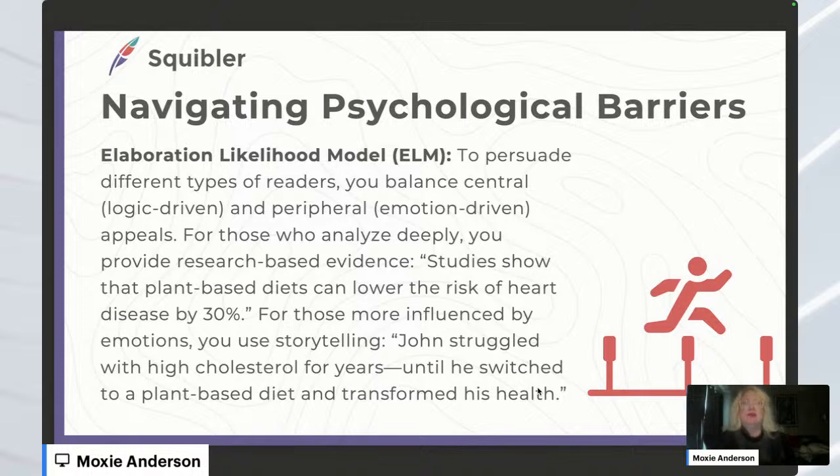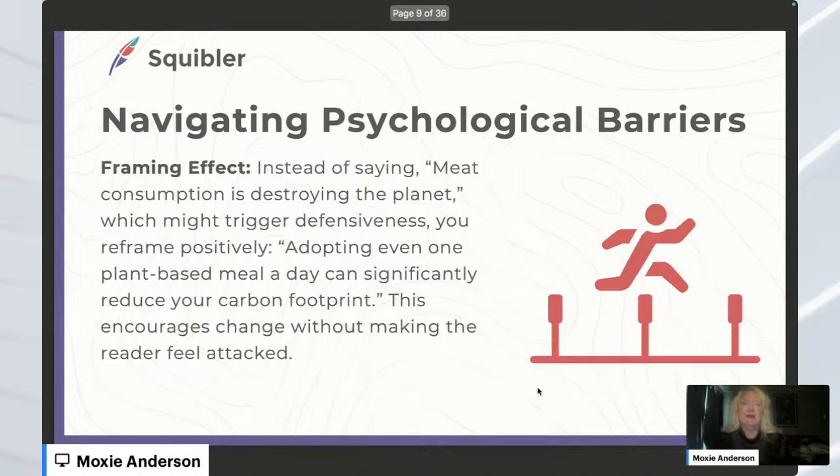Another way that you can navigate one of the psychological barriers, this is with the ELM, or elaboration likelihood model. To persuade your different types of readers, because you're not entirely sure which type that you have reading your book, you can balance logic-driven and emotion-driven in your writing. For those of your readers who analyze deeply, you can provide research-based evidence. Something like studies show that plant-based diets can reduce the risk of heart disease by 30%. That will appeal to that readership. For those who are more influenced by emotions, you might use narrative or storytelling. So you could have a story like John struggled with high cholesterol for years until he switched to a plant-based diet and transformed his health.